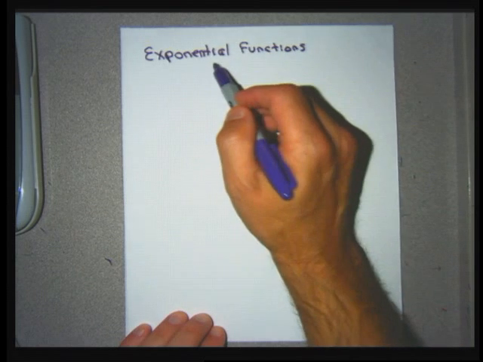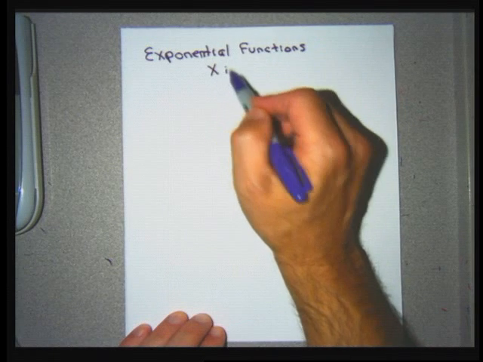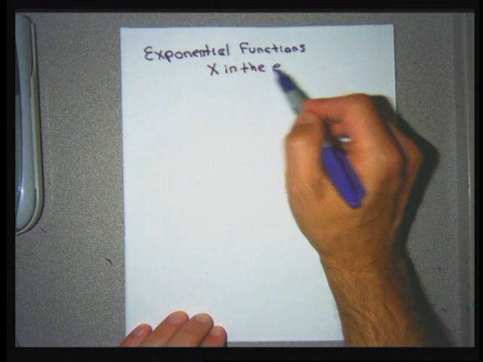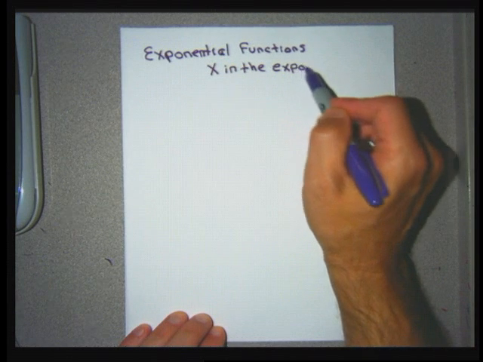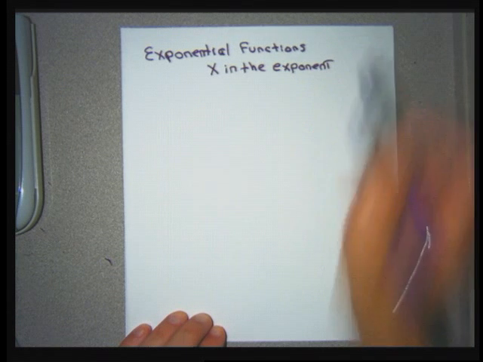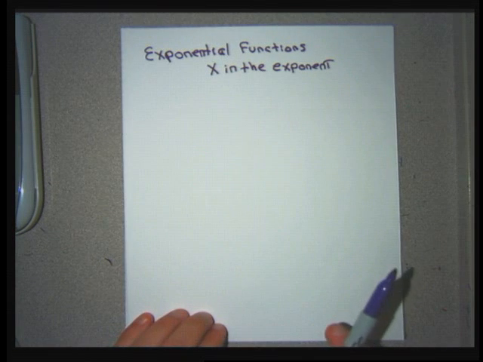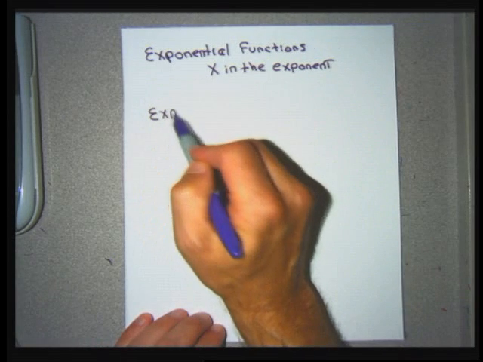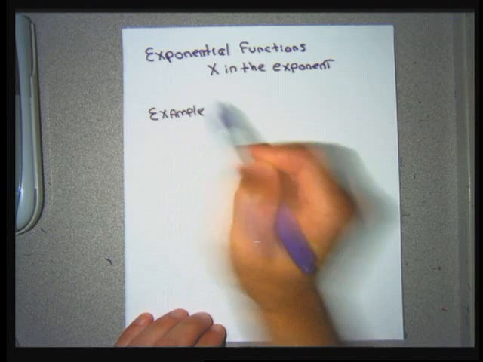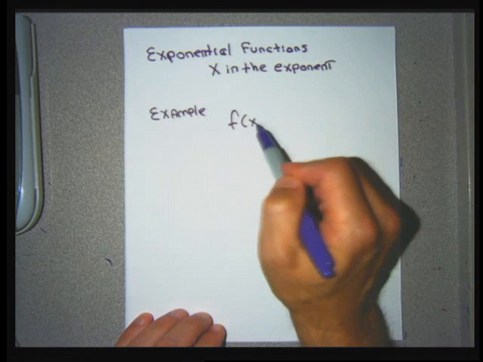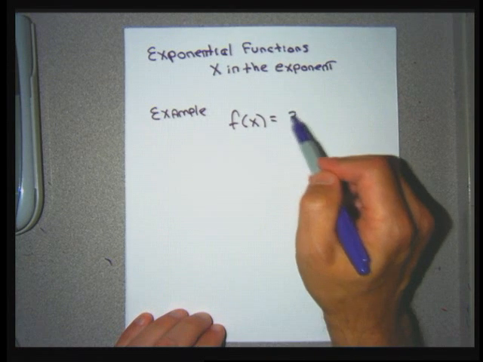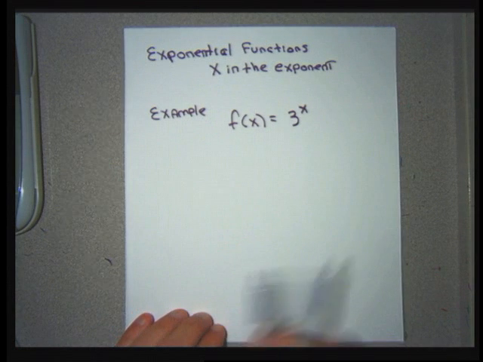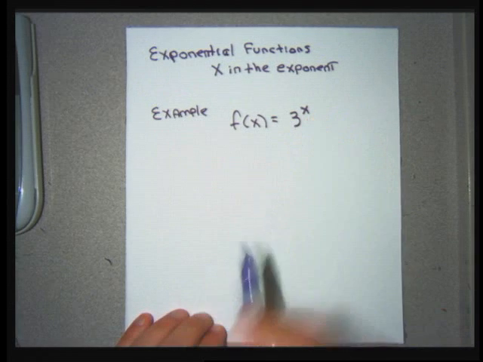So basically we say there's an x in the exponent, and that makes this an exponential function. We're going to be graphing exponential functions, so here's some examples of exponential functions real quickly, nice basic ones. Like f of x equals 3 to the x. That's just your standard exponential function. The 3 is the base, the x is the exponent.